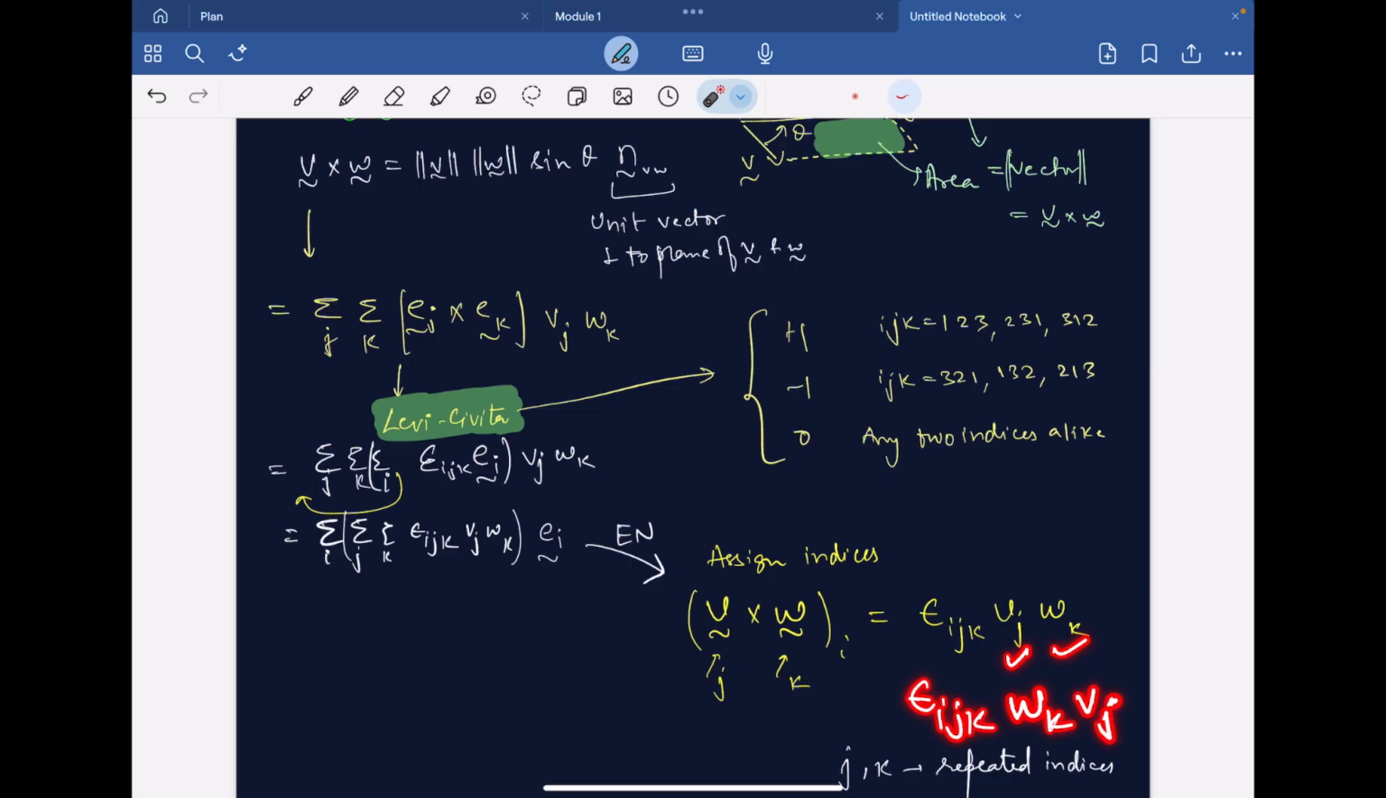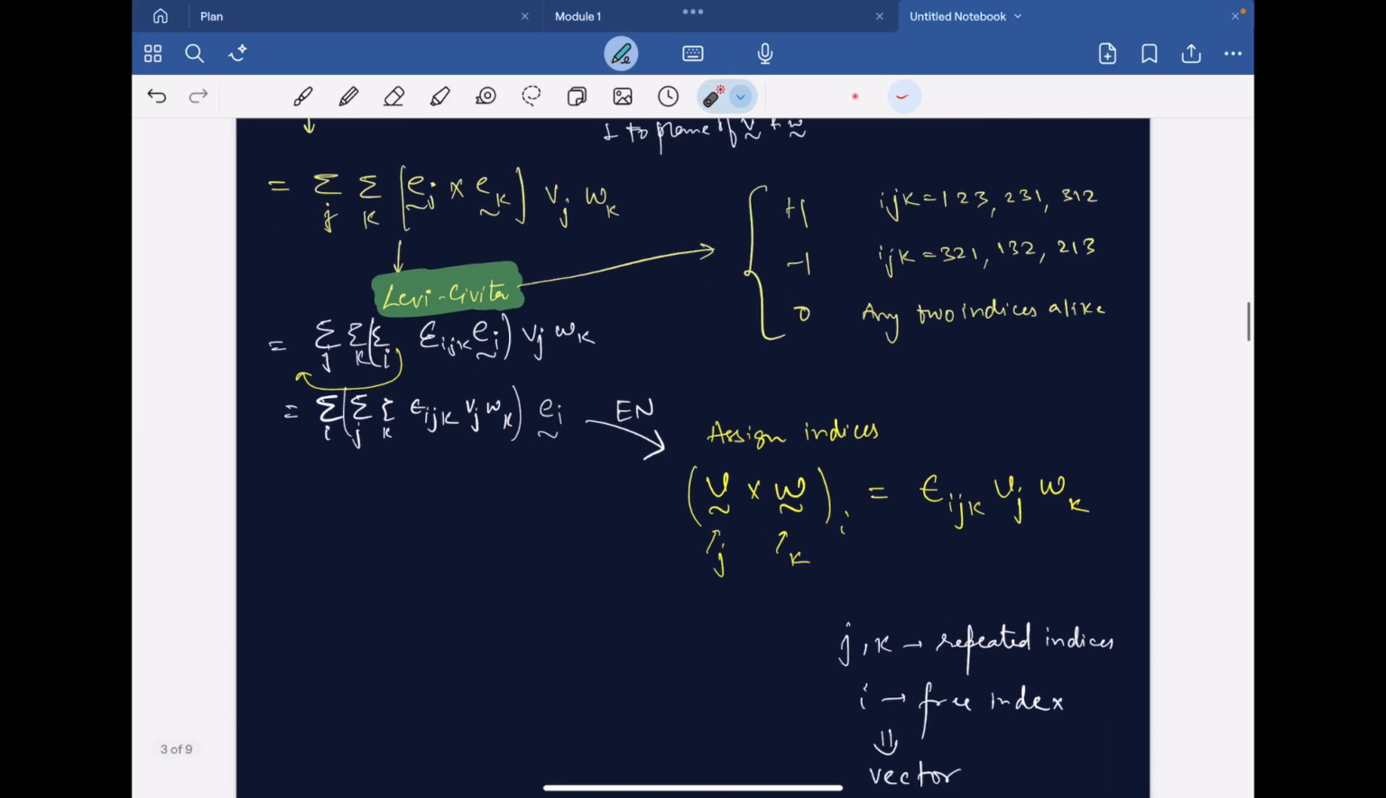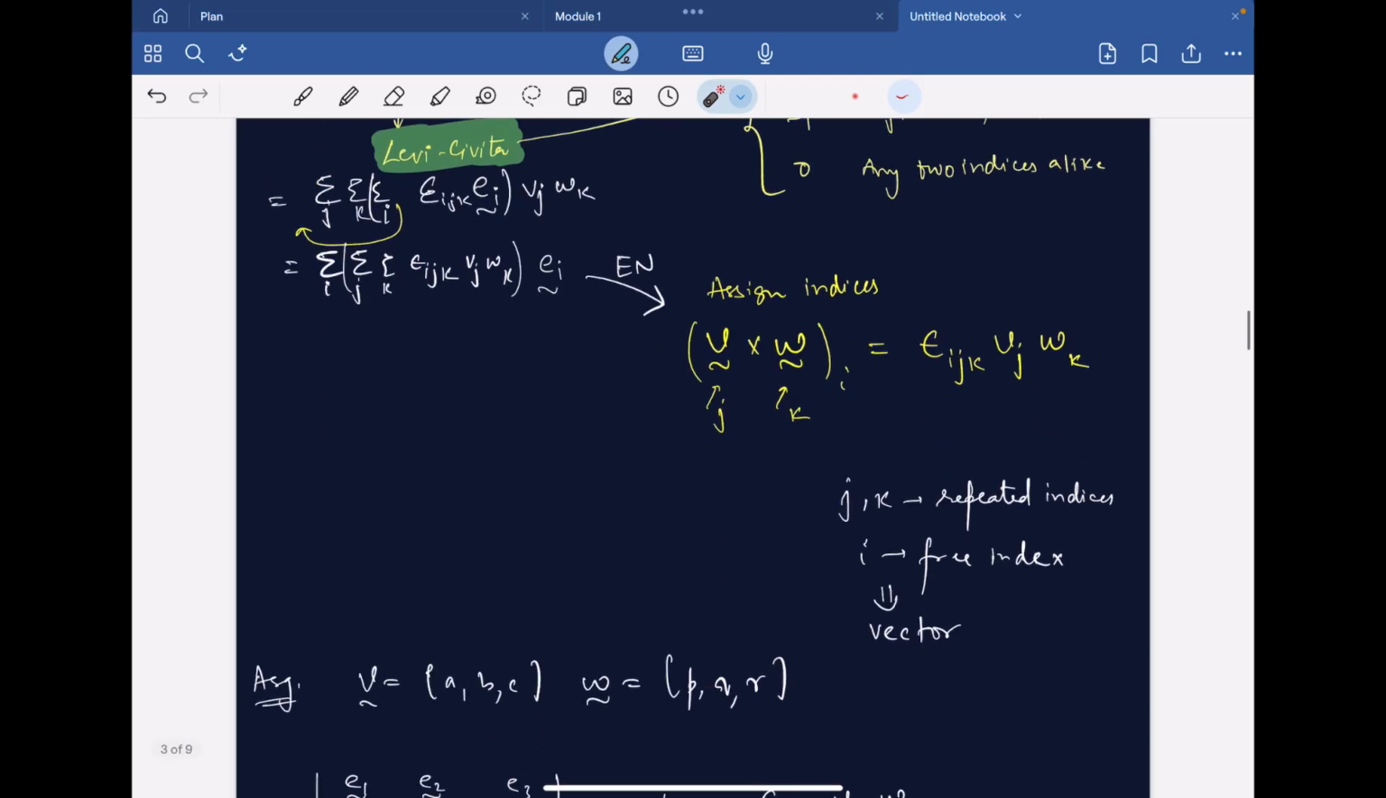I've just done nothing, I've just replaced this. I've taken this here. So the relative positions of these things don't matter here, right? In Einstein notation, you can just jumble them around. What matters is the index and its repetition. j, k are called repeated indices. i is called the free index. And this is a vector.